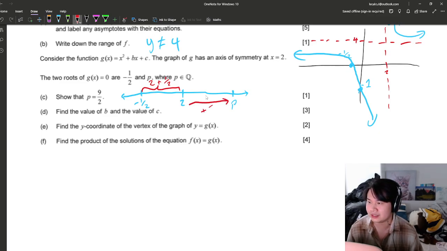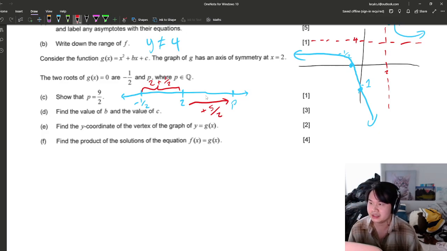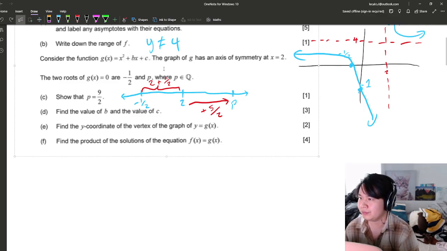So 2 plus 1/2 is 5/2. And so to get to p, we would do 2 plus 5/2. 2 plus 5/2 is 9/2. Just some quick fraction math. Then we need to find the value of b and c. B and c are the coefficients and constant in here.